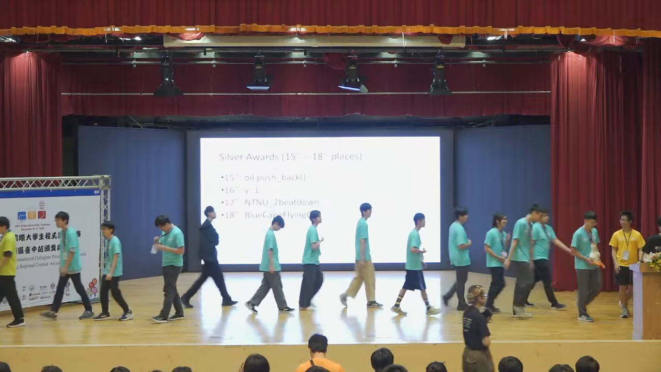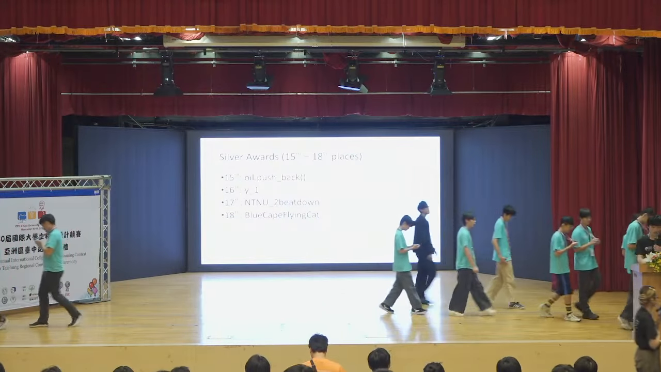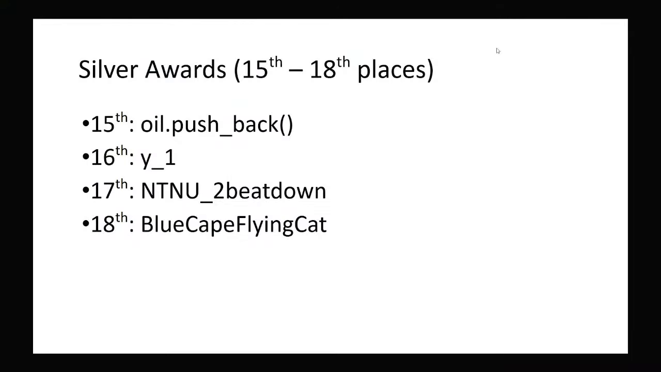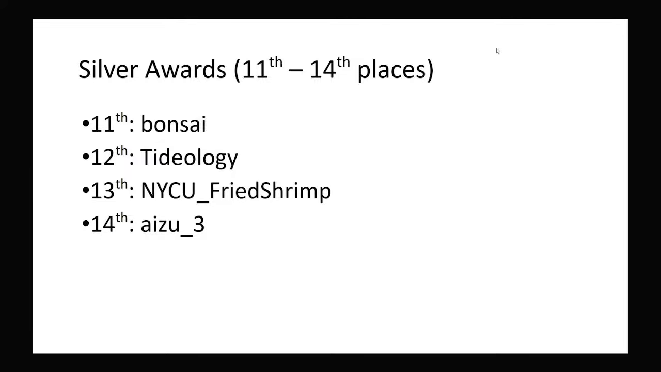Now we're going to move on to the last 5 silver medalists. It's a pity that they didn't manage to get gold medals, but I believe you will perform better next time. For the next section, let's welcome Bonsai, Teleology, NYCU Fried Shrimp, and IZOO 3. Please come to the stage and receive your silver medal. And for this one, we're going to invite judges Lin Boy, Cai Miyan to deliver the awards.